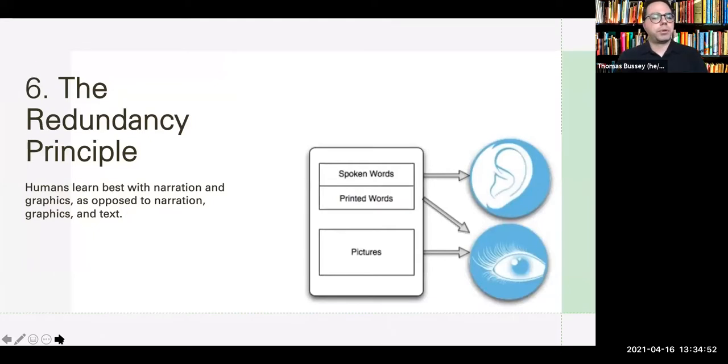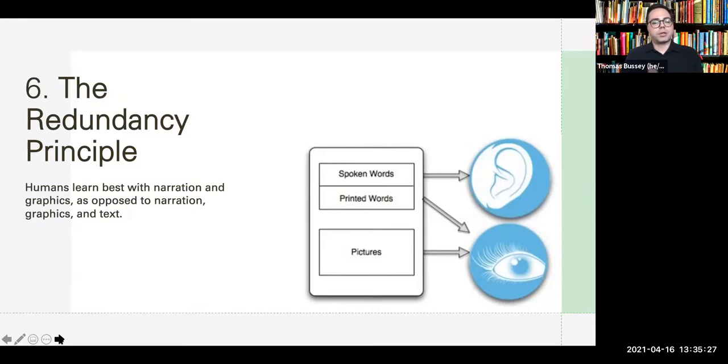The sixth principle that we're going to take a look at is what's known as the redundancy principle. And this goes back to the way in which information is processed through the senses. Both spoken and printed words are considered verbal information. However, the printed words need to be perceived visually. So what that means is that even though it's text, printed words are perceived in the same way that pictures are. Spoken words, on the other hand, are perceived through that auditory channel. Printed words and pictures, though, are both perceived through the visual channel.